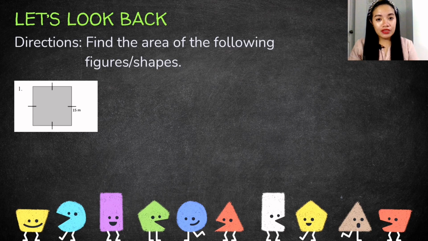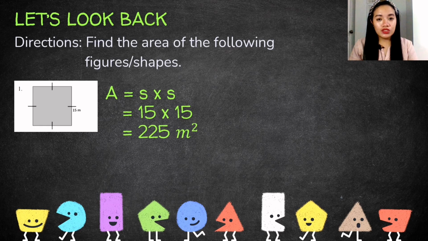So alam naman natin, learners, na ang square ay may apat na equal sides. So meaning, kapag ang isang side nito ay 15 meters, the rest of the sides ay 15 meters. So the formula in getting the area of a square is area is equal to side times side. So let us substitute the value of the side, which is 15 meters sa ating given. So 15 times 15 is equal to 225. At ang unit na ating gagamitin ay square meters.